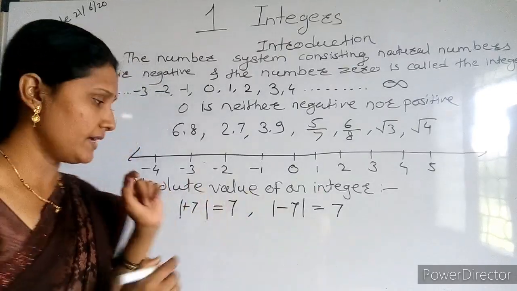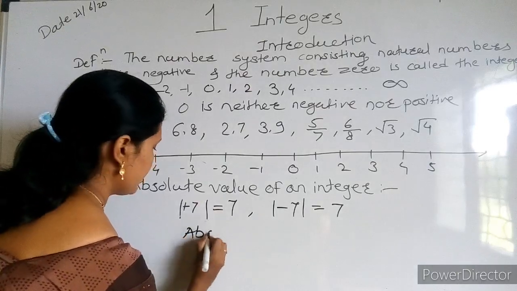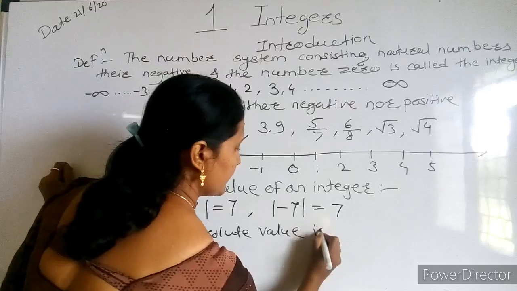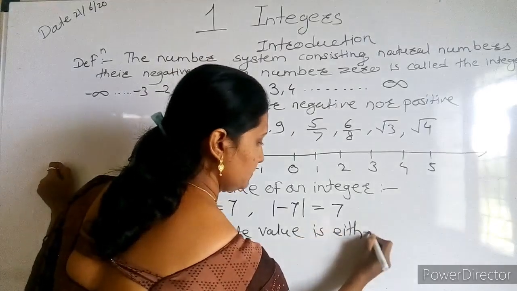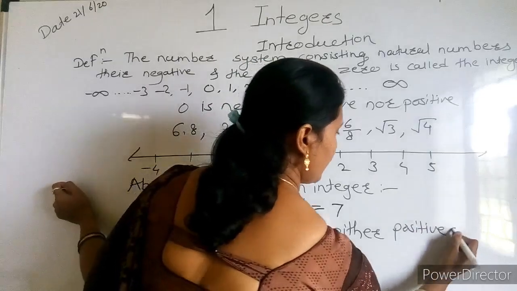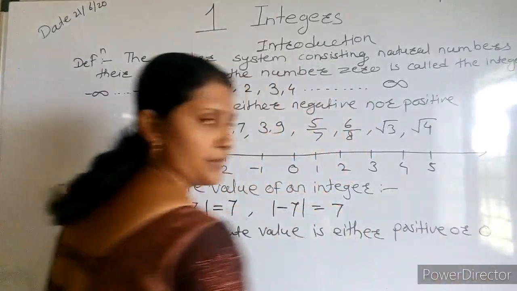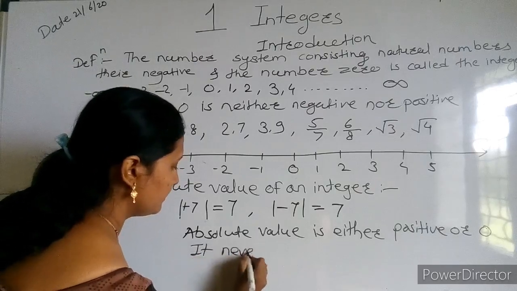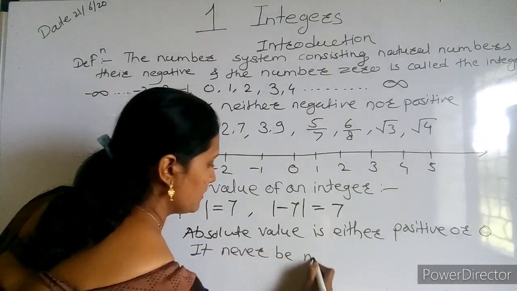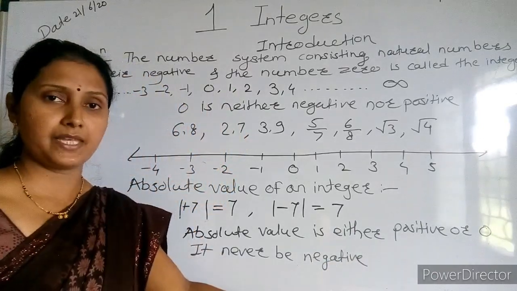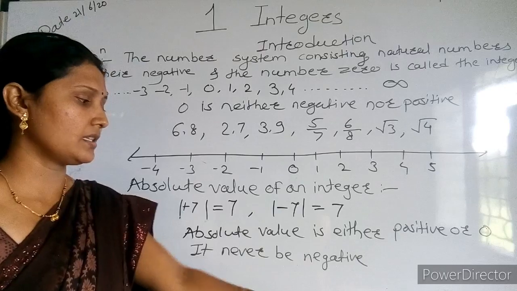So absolute value is either positive or 0. It is never negative.